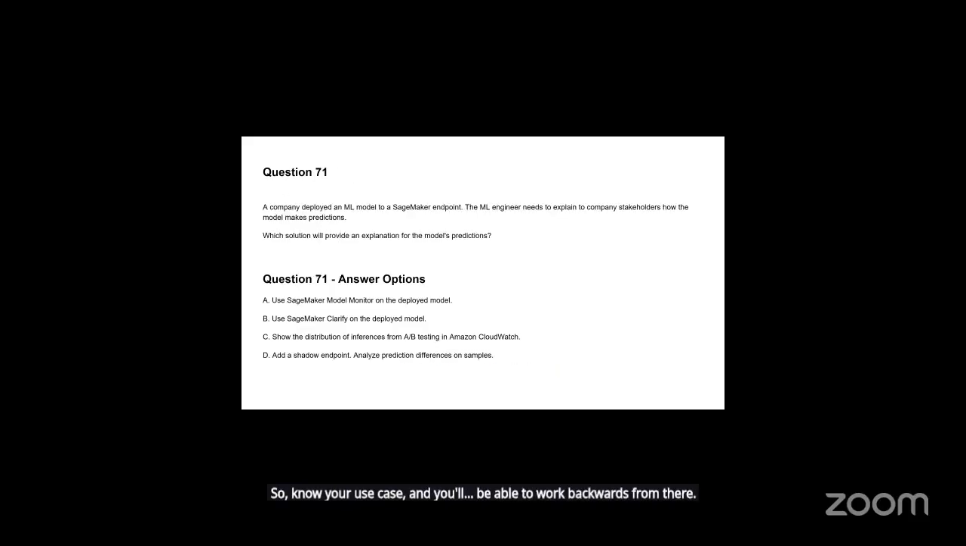Question 71. A company deployed an ML model to a SageMaker endpoint. The ML engineer needs to explain to company stakeholders how the model makes predictions. Which solution will provide an explanation for the model's predictions? SageMaker Model Monitor, SageMaker Clarify, distribution of inferences from A/B testing and CloudWatch, add a shadow endpoint, analyze prediction differences on samples.